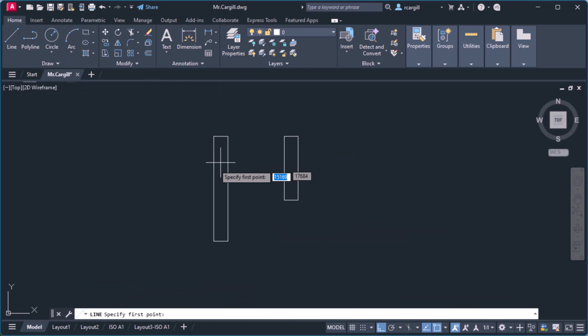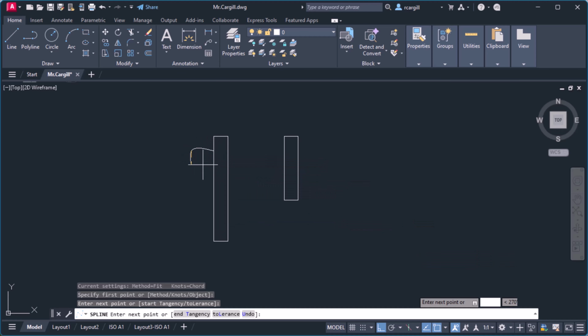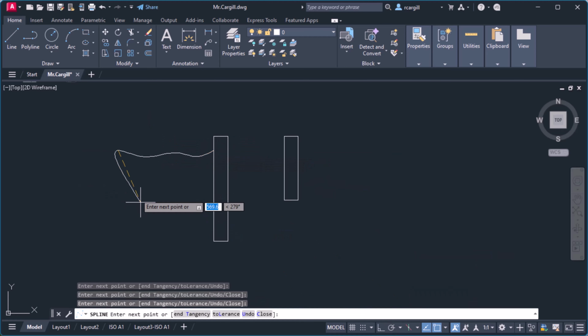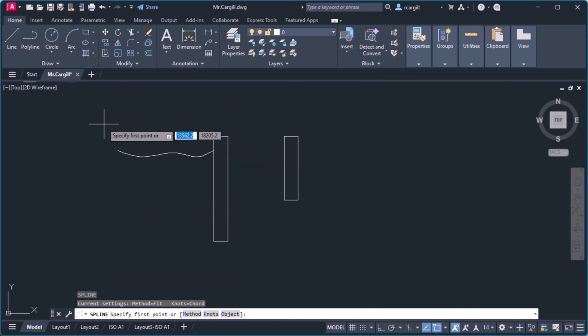I will come here, and let's say this is the ground. Actually, I won't use a line. Let me use a spline to represent where the ground would be. So let's say this is the ground here. I'm just going to turn off ortho for a minute. All right, so this is the ground here. Good, press enter. Then now I can select spline again.